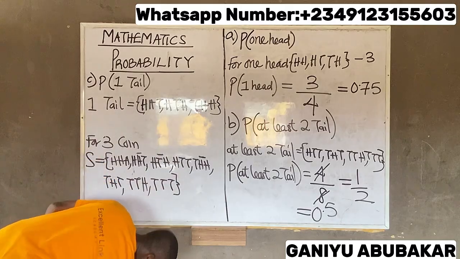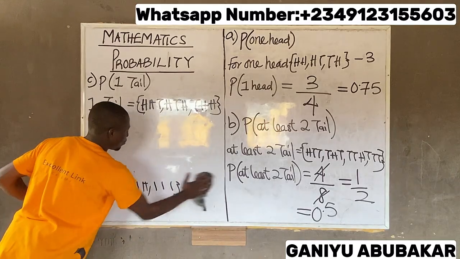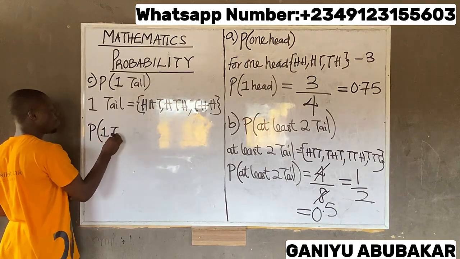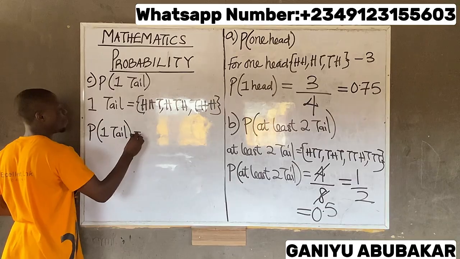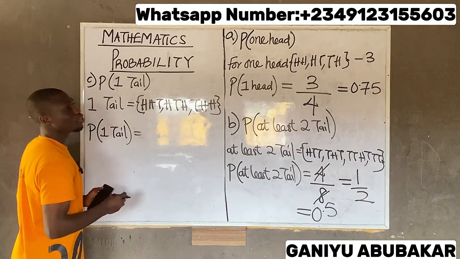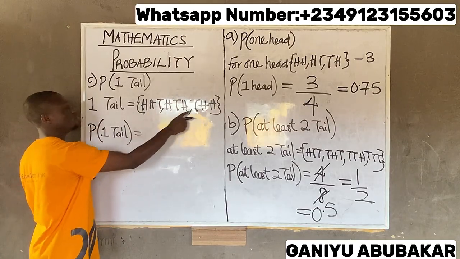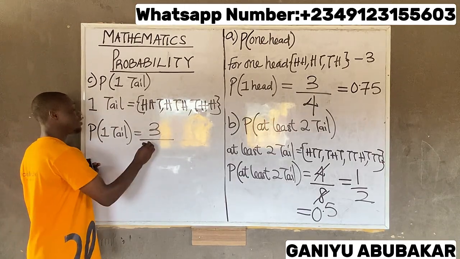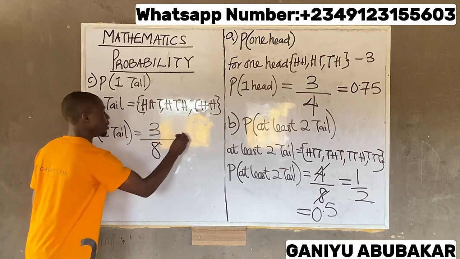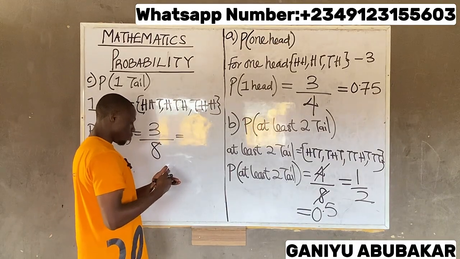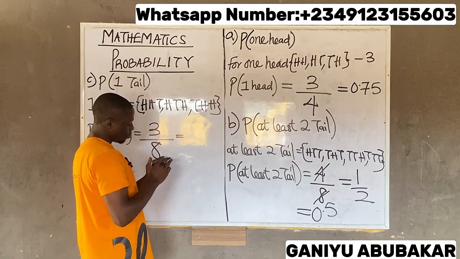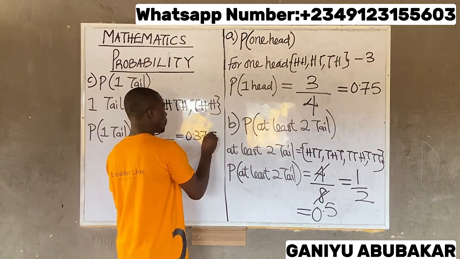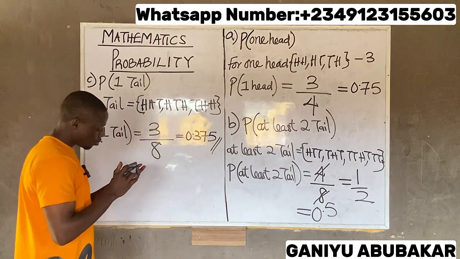So what's the probability of getting exactly one tail? The probability of getting exactly one tail is equal to all possible outcomes of one tail, 1, 2, 3. That's 3, all over the total outcome of 3 coins. That's 8. So divide this: 3 divided by 8 gives you 0.375. This is your answer to this question.